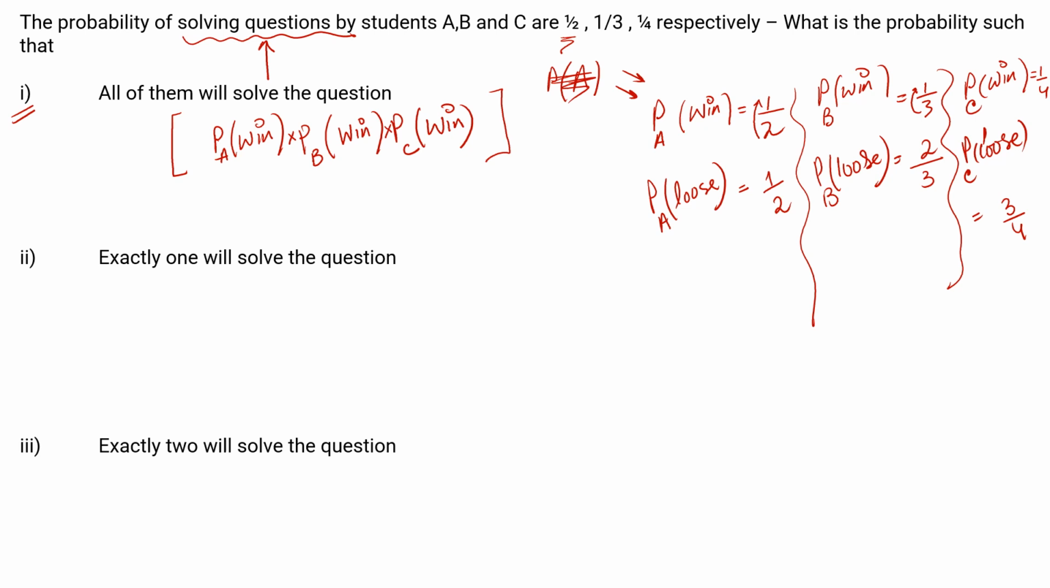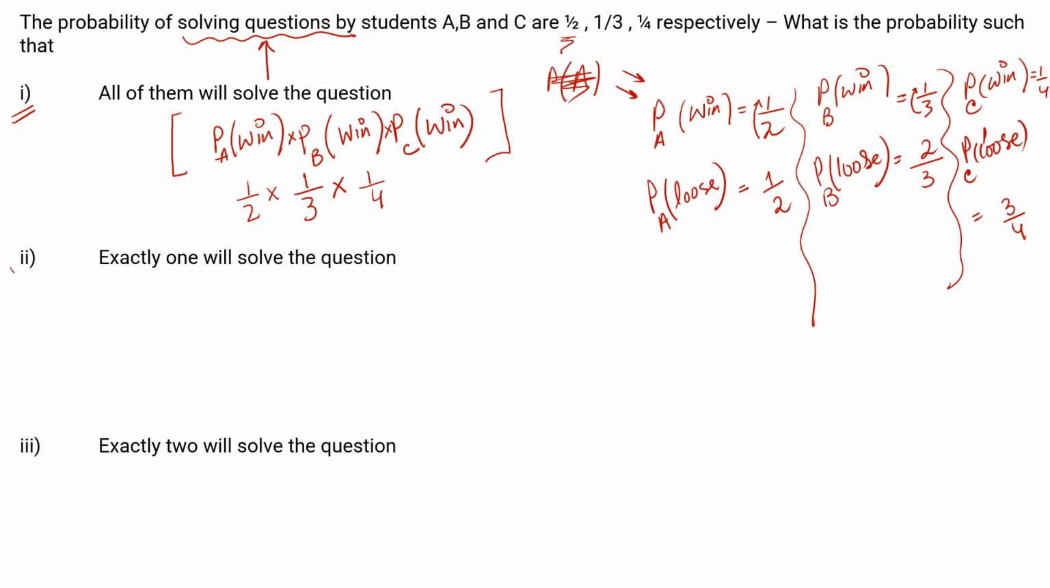So the probability of solving by the first student is 1 over 2. The probability of solving the question by the second student is 1 over 3. And the probability of solving the question by the third student is 1 over 4. Write it in the calculator and you will get the answer.